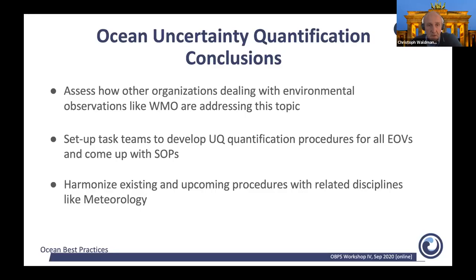What I already mentioned here, this is the second bullet point. What we need to do is set up task teams, like WMO has done, to develop these routines and this procedure for UQ quantification. This is connected also with the standard operating procedures, SOPs, which means if you use a particular measurement setup defined by the standard operating procedures and look up the procedures that have been defined by the task teams, this is then the way you come up with your uncertainty quantification. It's at least the way WMO is dealing with it.